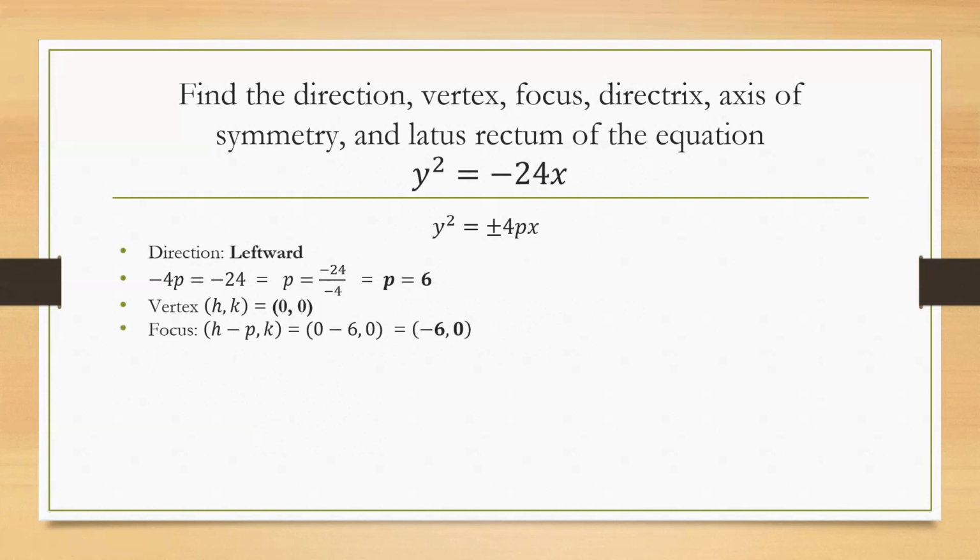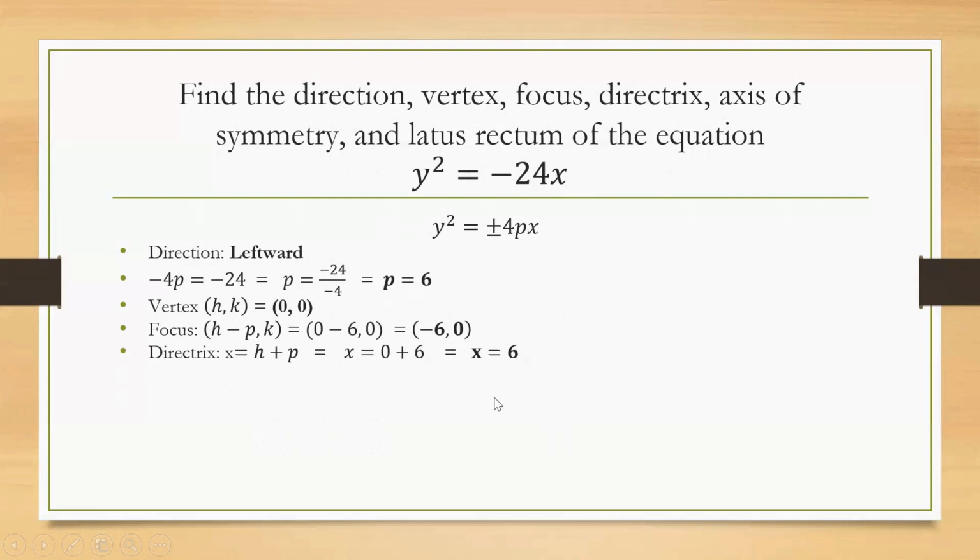After that, you can get the focus. So since x is the variable that is not being squared, that's the variable that we will be manipulating to find the focus and our directrix. So we simply have to follow this formula, h minus p comma k. So simply put in the values, 0 minus 6, comma, 0. So that will give us negative 6, comma, 0.